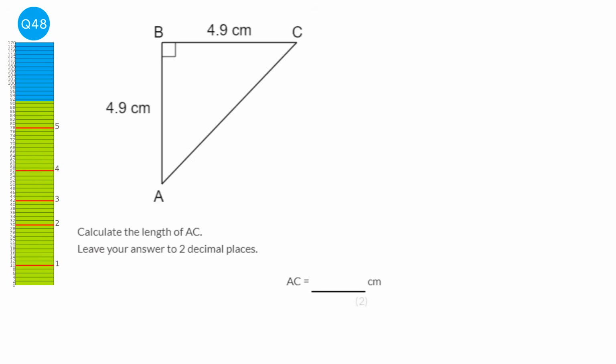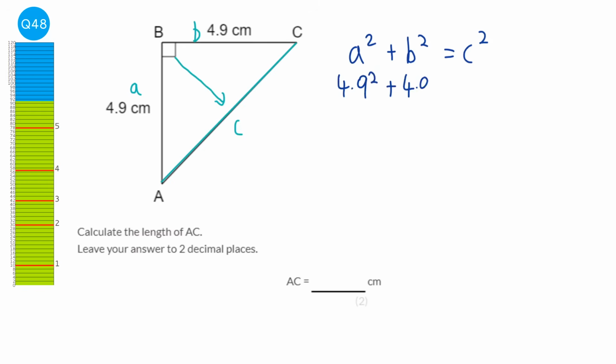So we're given a right angled triangle here, and we're asked to find length AC, which is this length here. We're given two other lengths, so we're going to be using Pythagoras. Pythagoras involves us labelling the sides A, B and C, with C being the one opposite the right angle. And we know Pythagoras is A squared plus B squared equals C squared. Both A and B here are 4.9, so it'd be 4.9 squared plus 4.9 squared equals C squared.